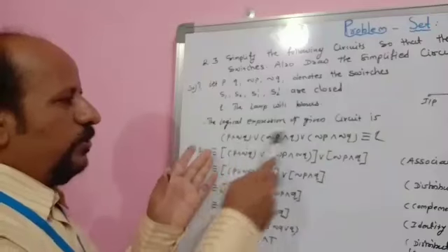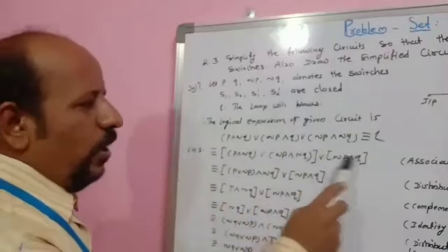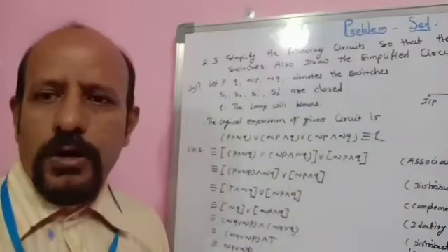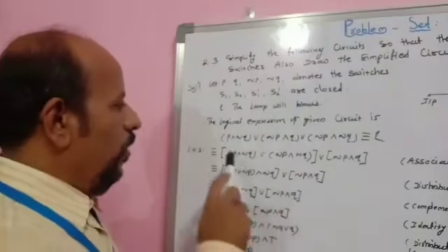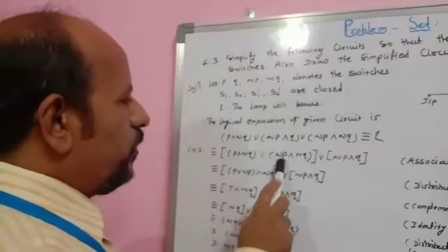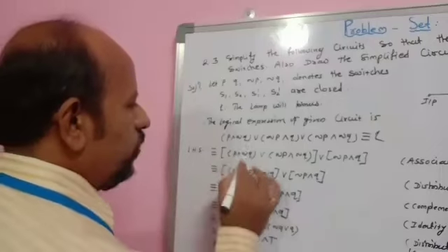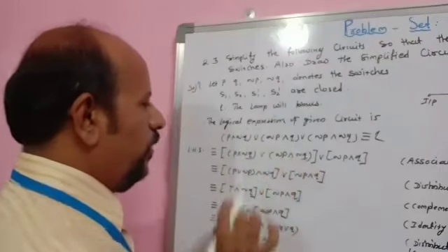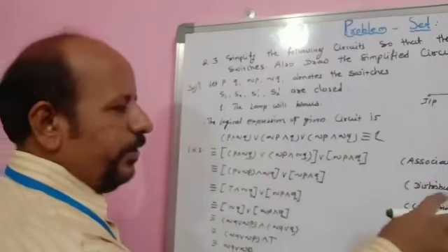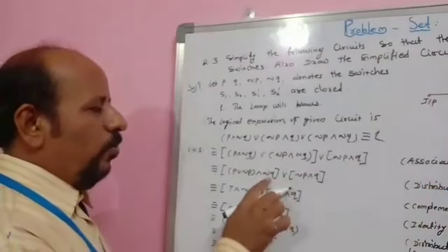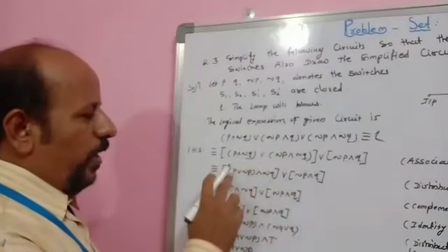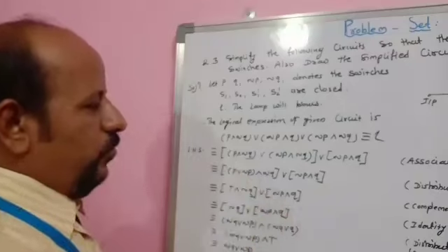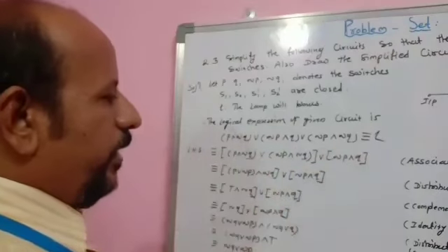That means we use the property only. This is called the associative law. Now P and negation Q or negation P and Q. Here negation Q is common. Therefore we use the distributive property and common out negation Q and write P or negation P and negation Q. The last bracket is as it is.